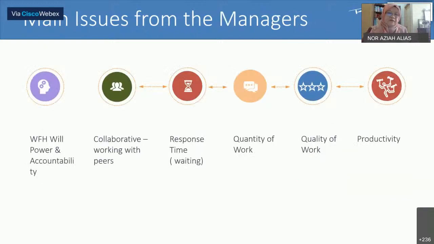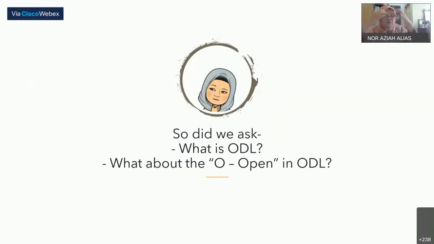I'm just sharing some of the things we found out. So of course from the management, they said work from home, and willpower and accountability is something that we are questioning. Response time. The boss sent a message this morning, but until night there was no response, that kind of thing. And actually, some of us are experiencing a lot more work when we work from home than at the office, right?